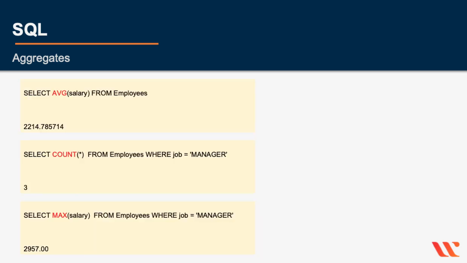Here, for example, select average salary from employees. You get the average salary across all employees. Count star, where job equals manager. This is to retrieve the number of managers in the company. And the max salary is to see, for the job title manager, what's the maximum salary someone is currently receiving.